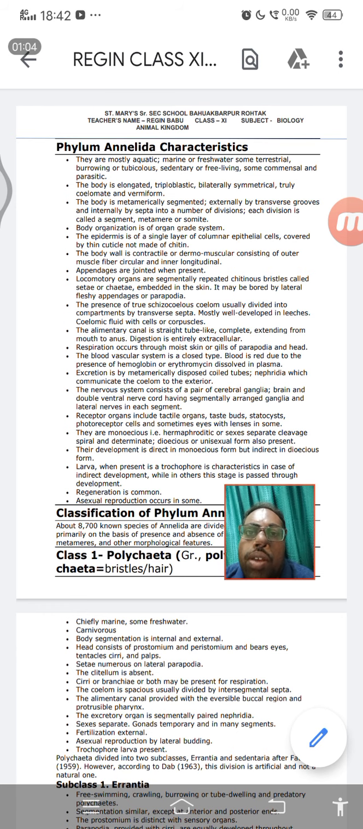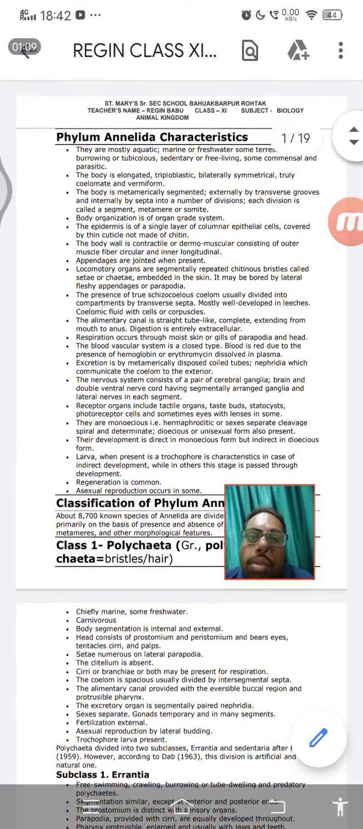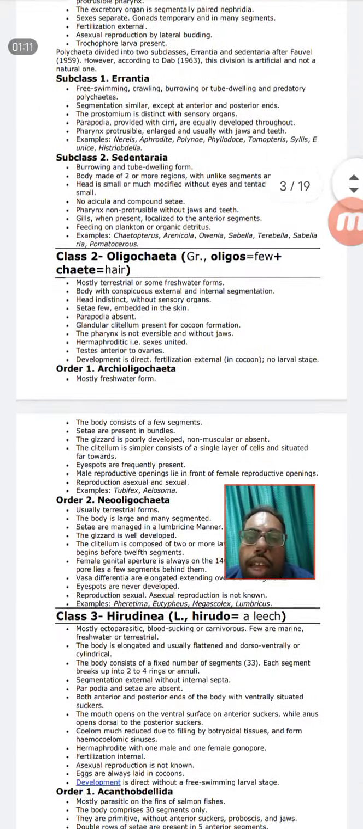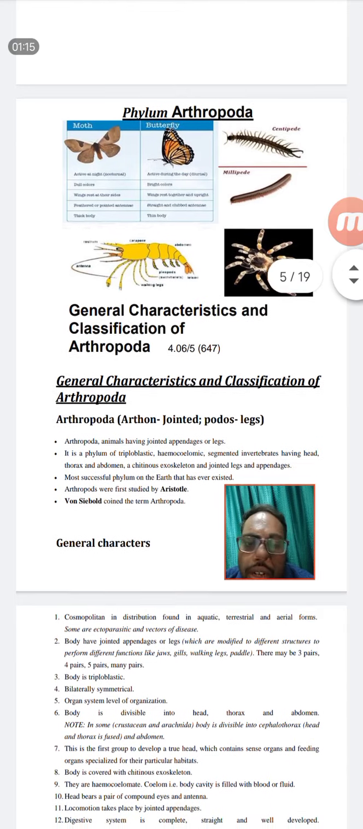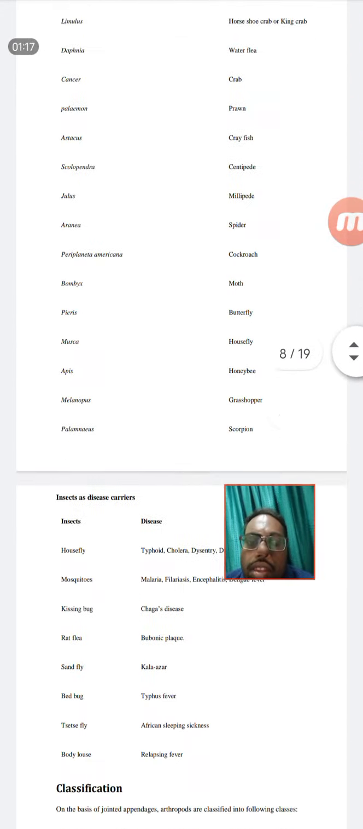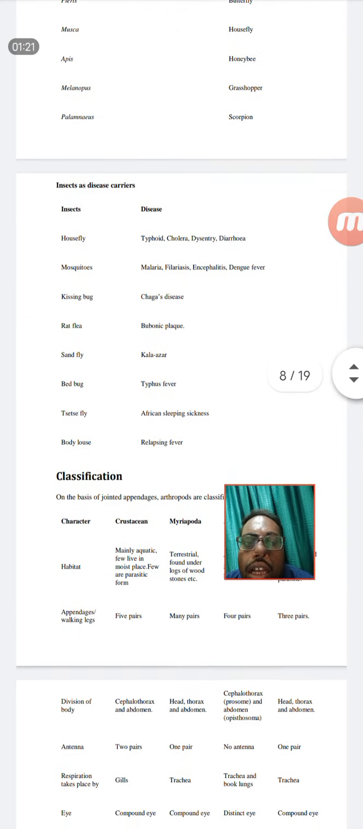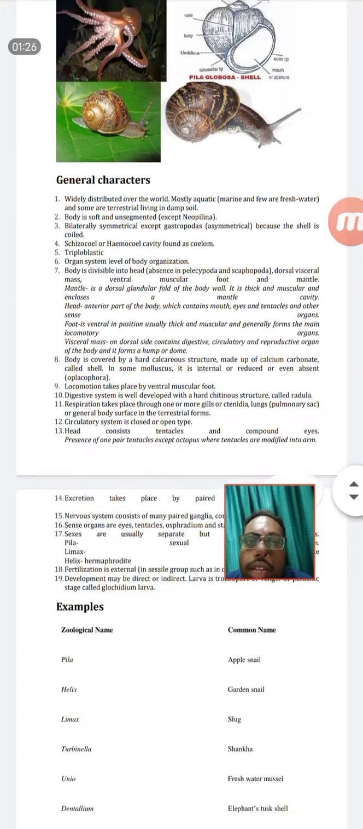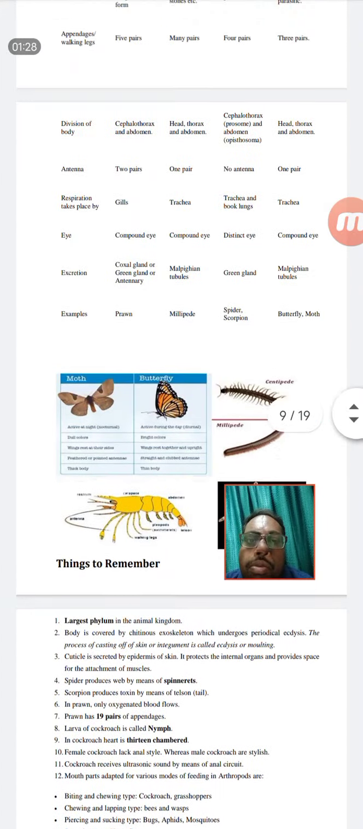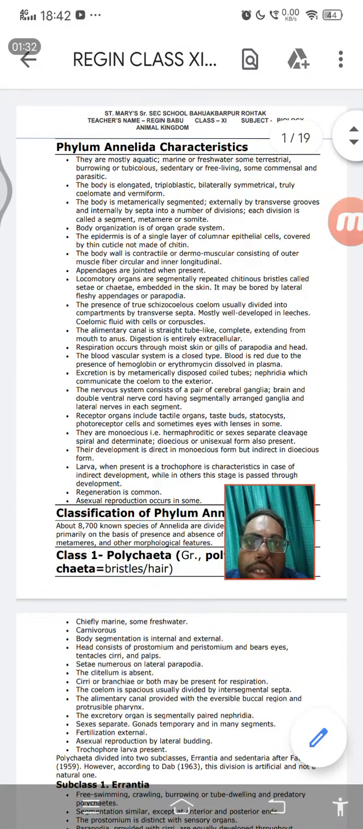So now we will be moving to the phylum Annelida, and this week we will be discussing phylum Annelida, then phylum Arthropoda, which is the largest phylum in the animal kingdom, then Mollusca, Echinodermata. So with this, invertebrates will be over. That means those without a backbone will be over. These are the main things you have to discuss.